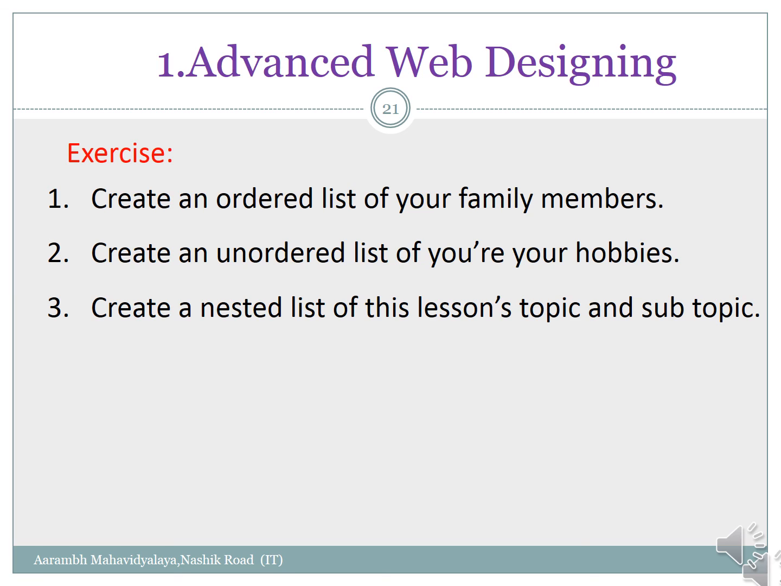Now I think you got the concept of lists in HTML5. Now you have to write three simple programs. The first program is to display your family members list by using the ordered list format. The second problem is to display your hobbies using the unordered list format. And in the third problem, you have to create a nested list by using the ordered and unordered formats for your current lesson topics and their subtopics.